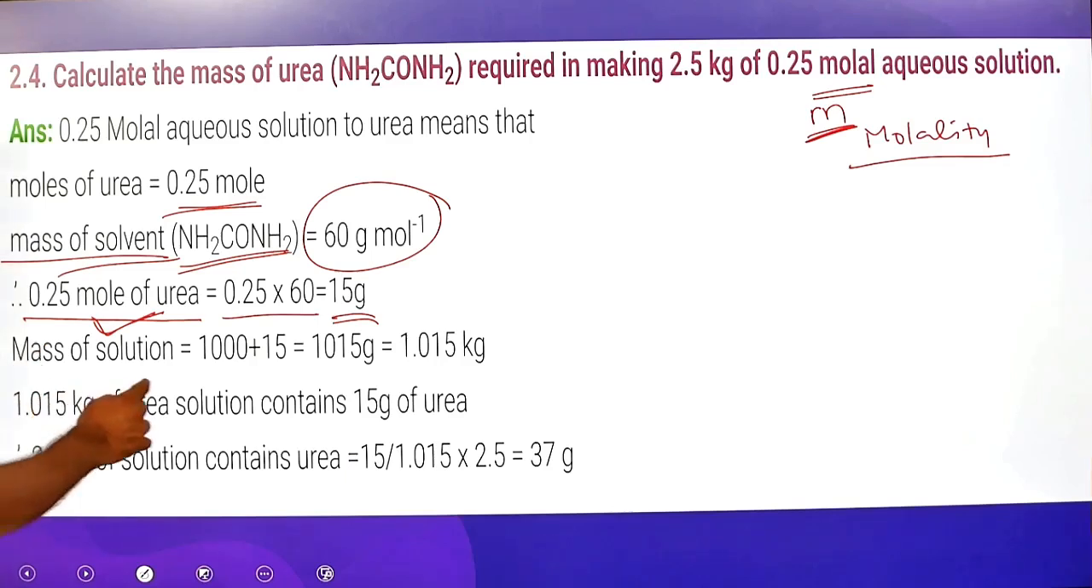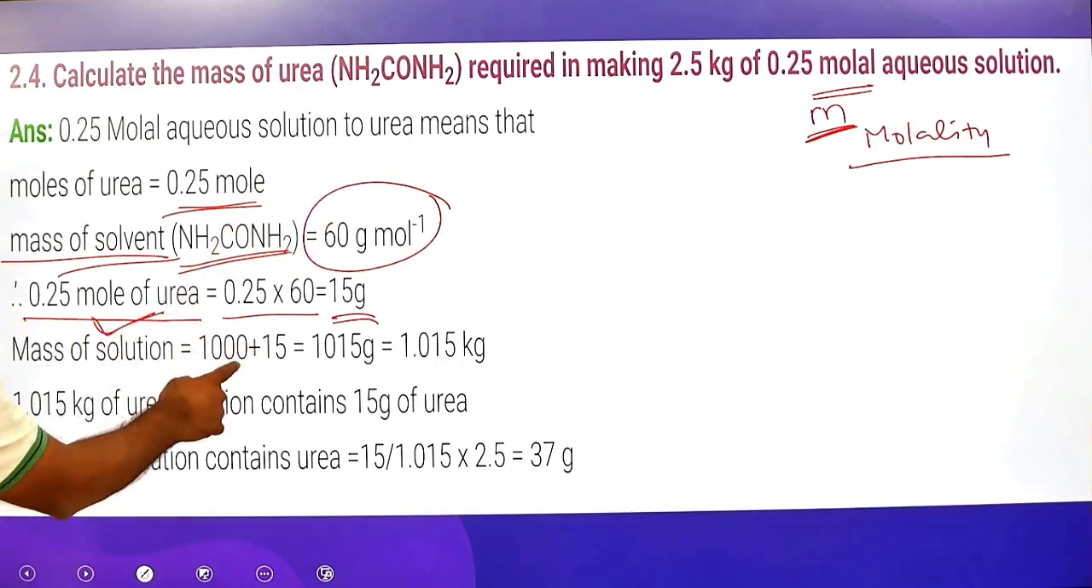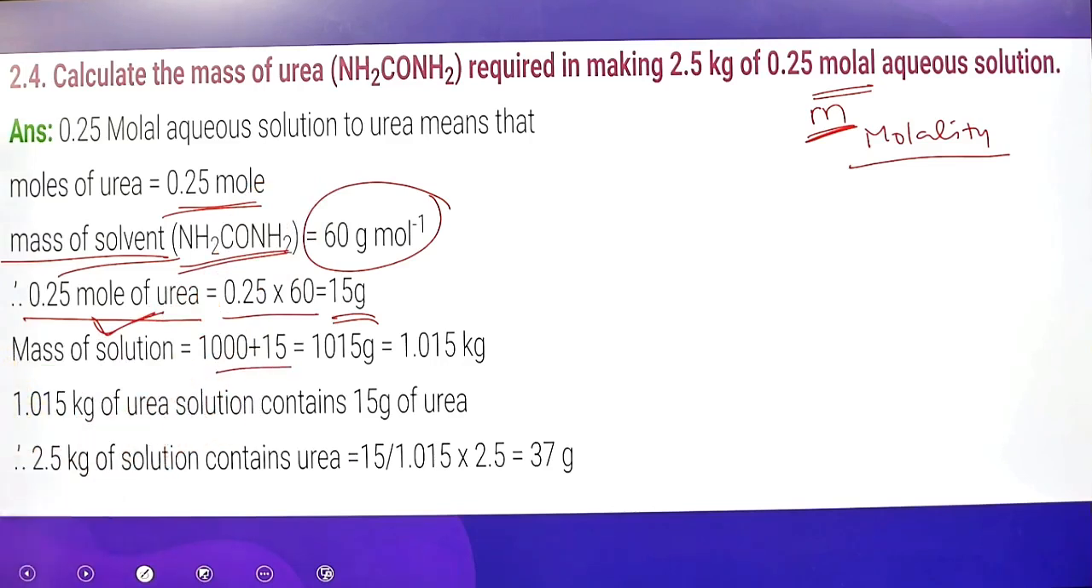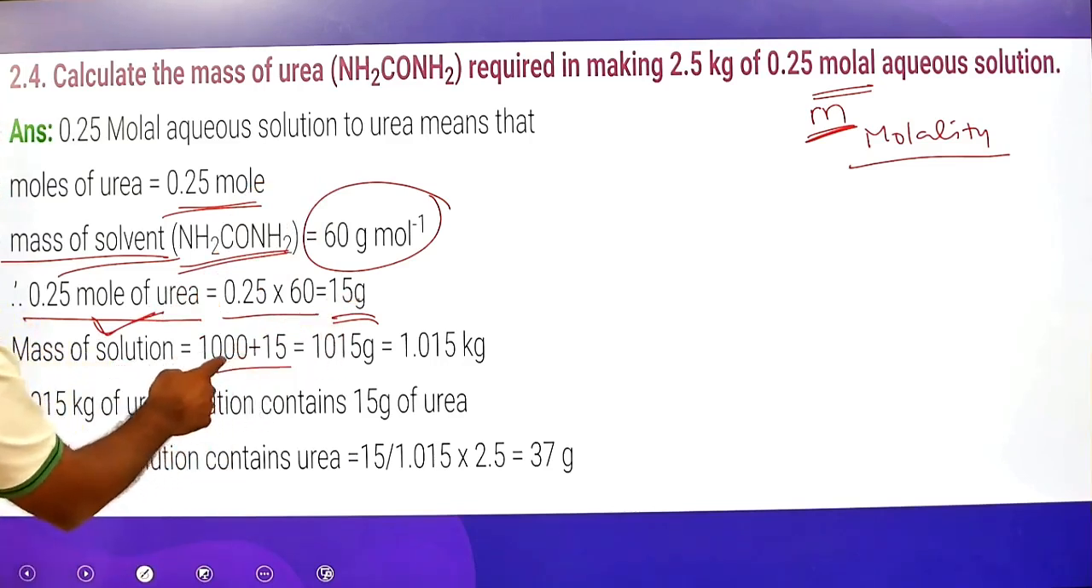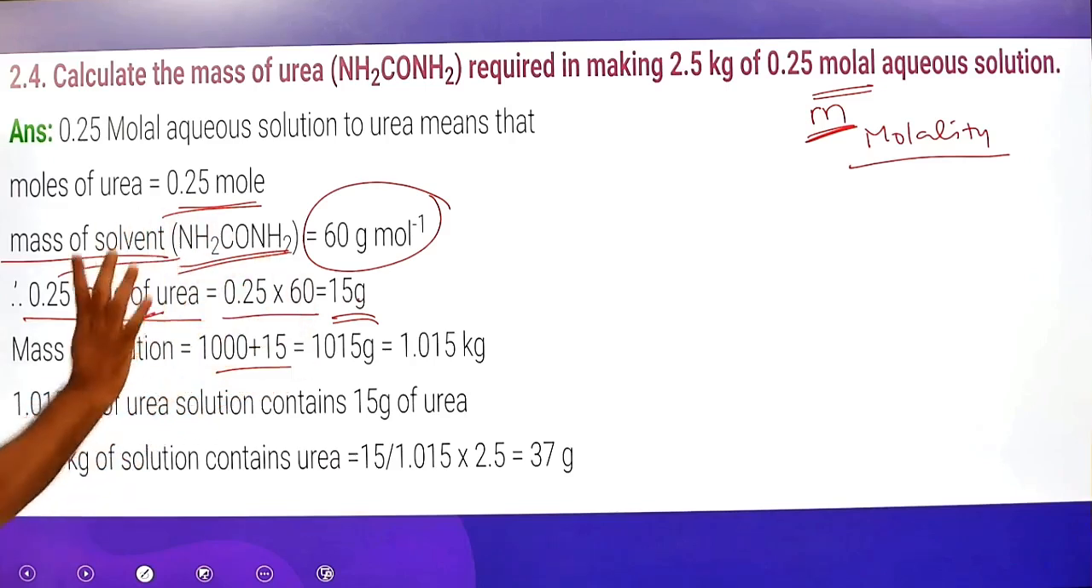Total mass of the solution is 1 kg, right? So 1000 plus 15, this is in grams. 1000 grams plus 15, you will get 1.015 kg. There is nothing to explain here, but I am trying to do something.